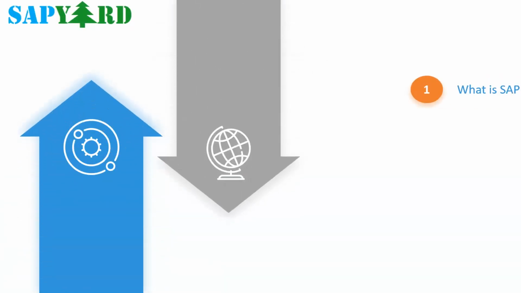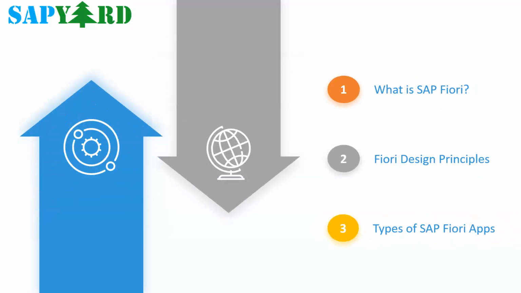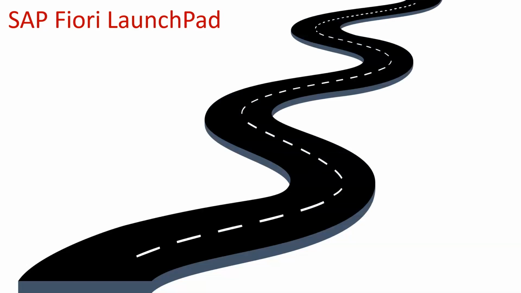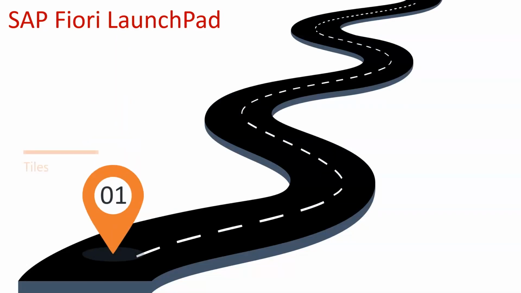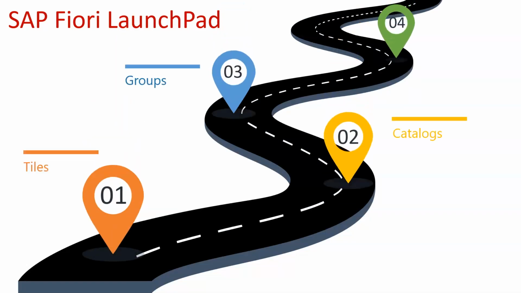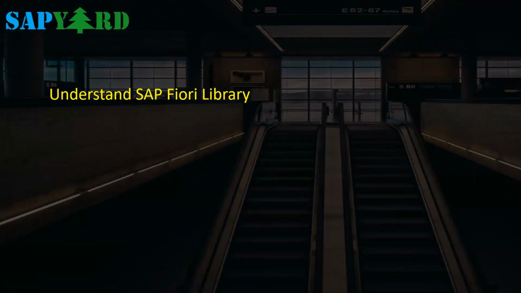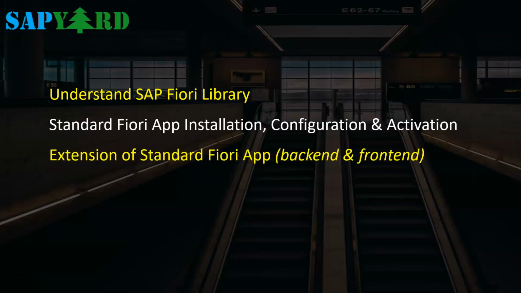Then we will move to SAP Fiori and its design principles and types. We will learn how to make use of the SAP Fiori library. We will learn in details the SAP Fiori Launchpad. We will understand the concepts of tiles, catalogs, groups, semantic objects, and PFCG objects. We will install, configure, and activate standard Fiori apps, and also do front-end and back-end extension of a standard Fiori app.